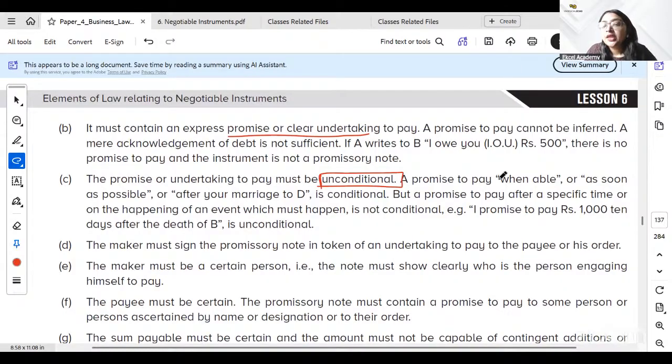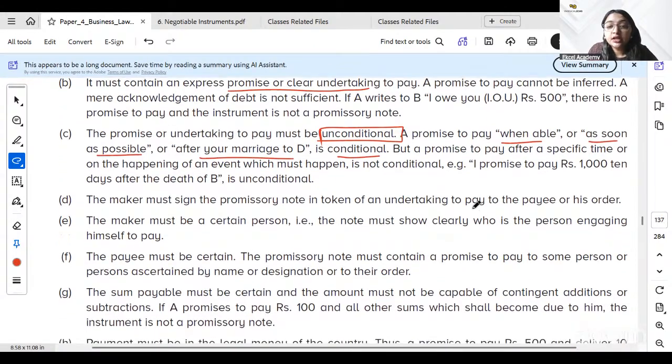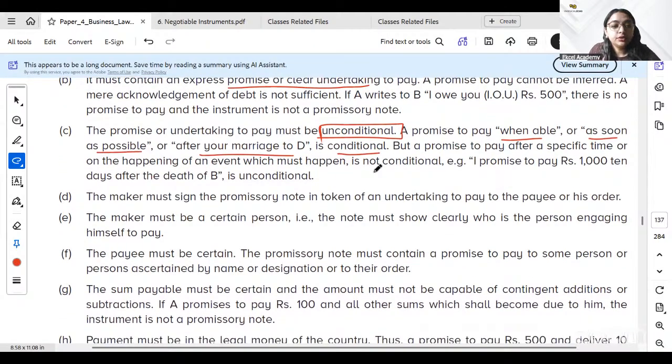All right. Then the promise or undertaking to pay must be unconditional. That is, there should be no conditions to pay. For example, A promises to pay when he is able to or as soon as possible or after your marriage to D. These are all conditional. All right. That these events may or may not happen. So it is very important to understand that your promise to pay has to be unconditional. The maker must sign the promissory note in token of an undertaking to pay to the payee or his order. So signature is very important.